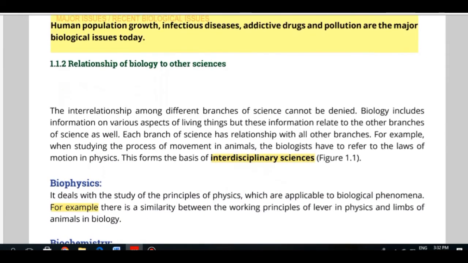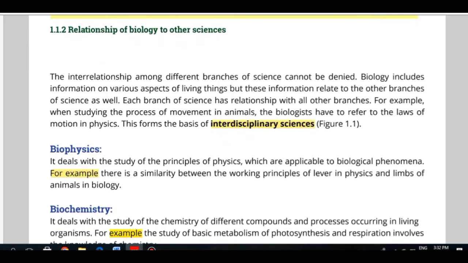So first they have given an introduction. Here also we can create a heading. I have highlighted, first of all from here, each branch of science, the third line from the first paragraph. We will make a heading over here that is interdisciplinary sciences, and in the starting we will make a heading of introduction.